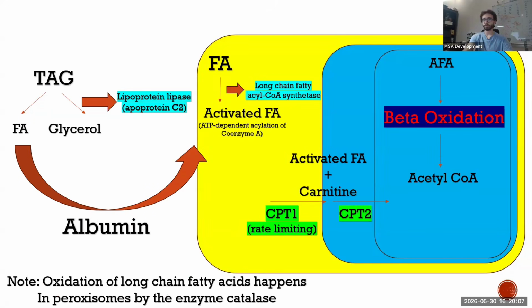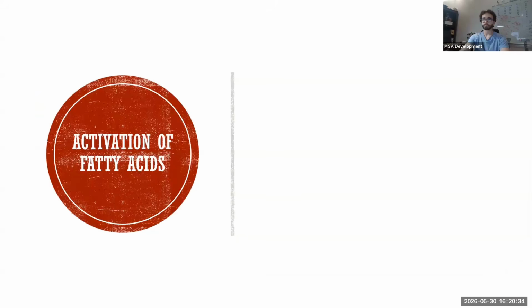Okay? Just a side note, oxidation of long-chain fatty acids will happen in the peroxisomes. It will happen where? In the peroxisomes, not in the mitochondria, by another enzyme called catalase. Now we are talking about normal fatty acids, how they're broken down in the mitochondria through the process I talked to you about. However, if we have very long chain fatty acids, they will be broken down by catalase in a peroxisome. Okay? I hope this diagram is clear.